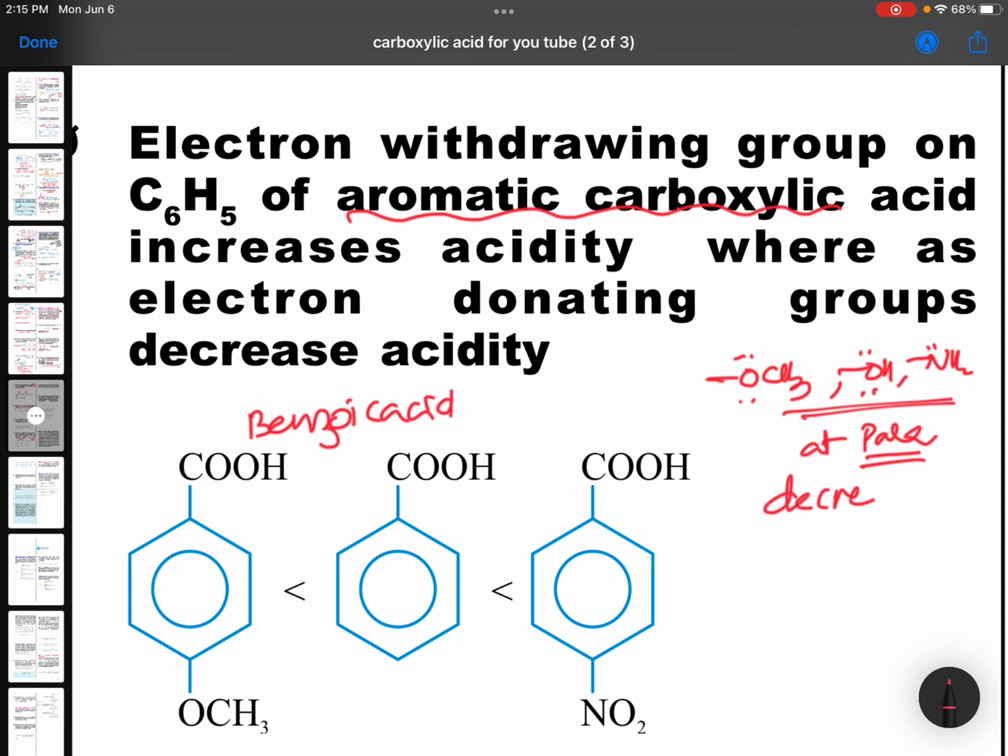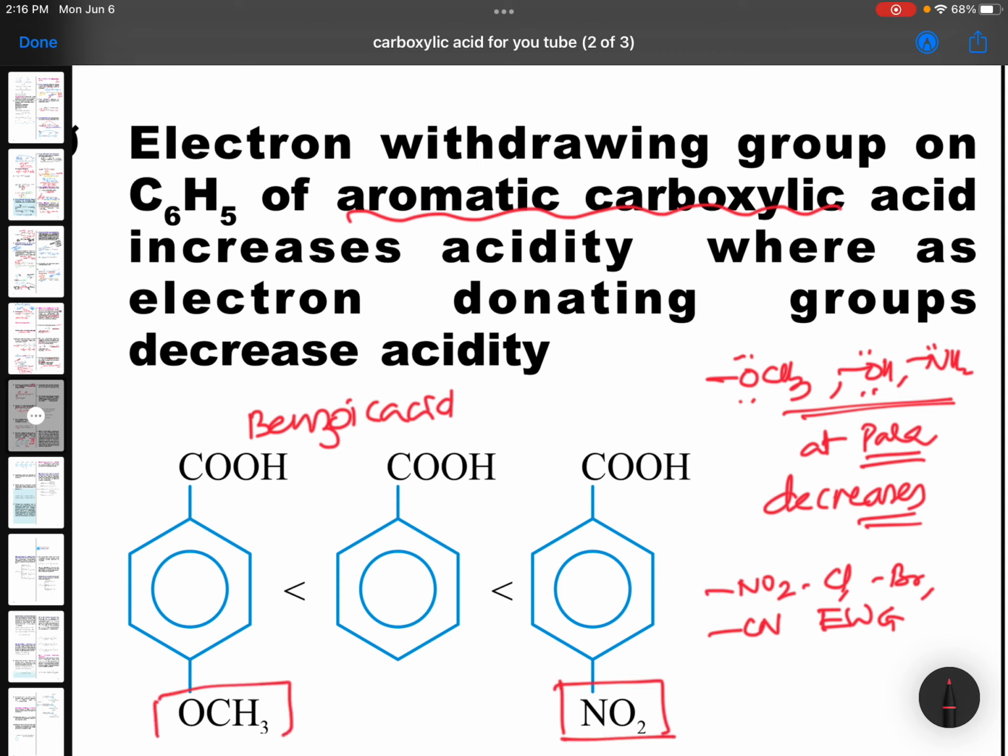They decrease the acidic nature. In place of that, if NO2, Cl, Br or CN type of groups are present, all these are electron withdrawing groups. They are best. You can see here an NO2 group is present, and here an OCH3 group is present. The NO2 group is much better. This is the stronger acid. This is because of plus I, and this is because of minus I.